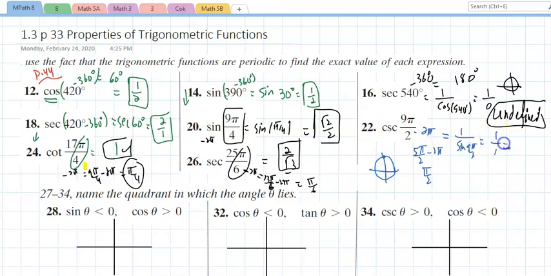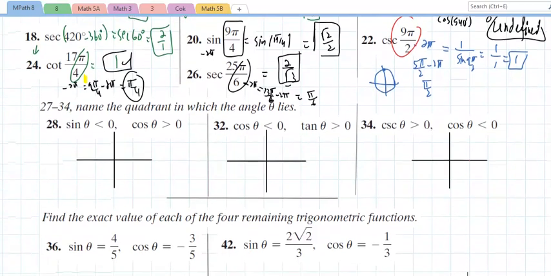And sine is 1, so that's a 1. Another way of doing that, if you want 9 pi over 2, you could say that's 1 pi over 2, 2 pi over 2, 3 pi over 2, 4 pi over 2, 5, 6, 7, 8, 9 pi over 2 is right there. That's another way of doing that.